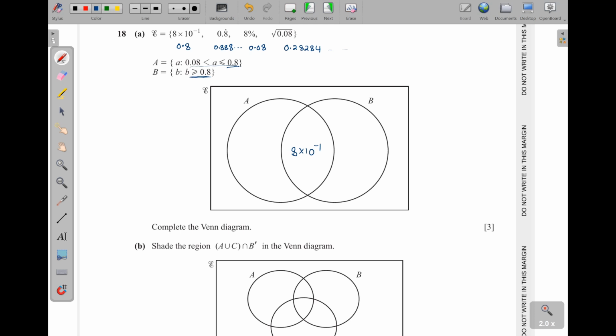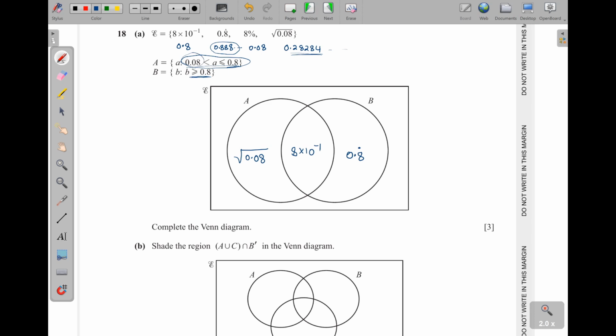Now for B, we have to look for numbers which are greater or equal to 0.8. So this number here, the recurring decimal, is greater than 0.8. So I'll put it here, 0.8 with a dot there. And then the square root of 0.08 is in this set for the values that range from 0.08 to 0.8. And of course, this one is less than 0.888, okay? And then 8% is 0.08. It is not in this range here.